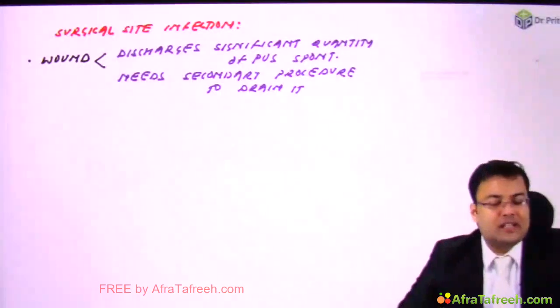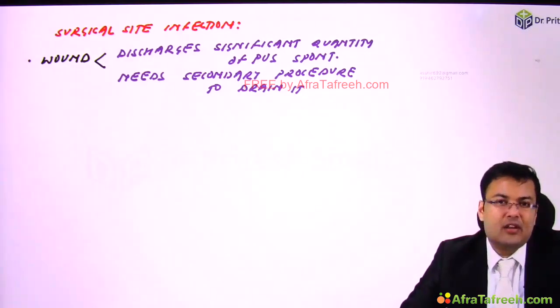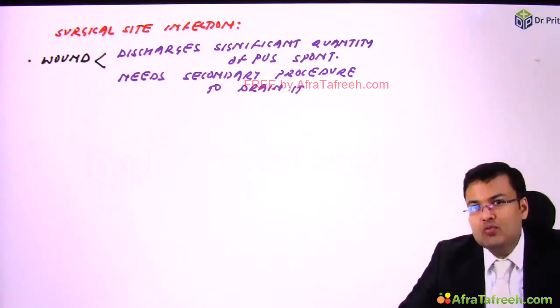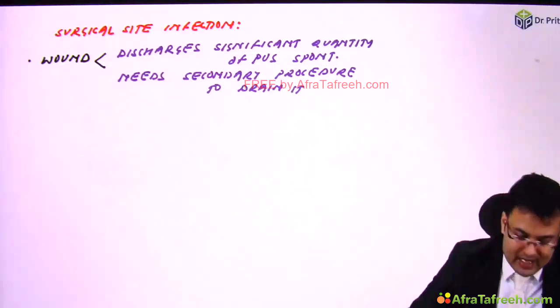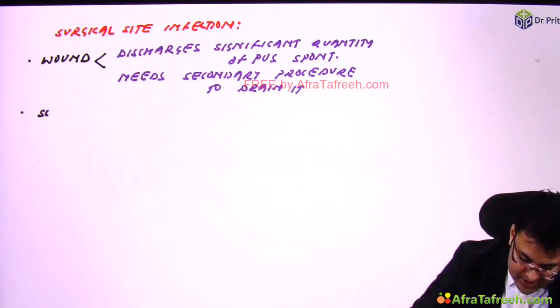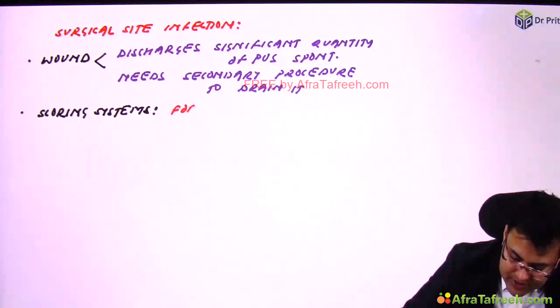There are scoring systems for wound infection or surgical site infection. One is the Southampton wound grading and the second is the ASEPSIS score. These are very important, frequently asked scoring systems nowadays for severity of wound infection.